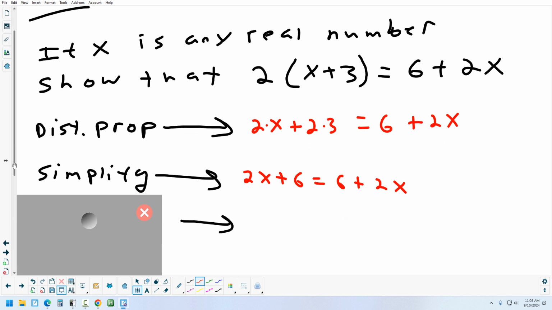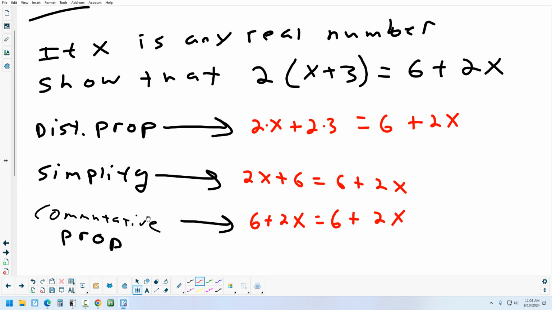Now, the left side almost looks like the right, but the left side is in the wrong order. Well, we can change the order, and it's the same thing, it's equivalent. So what property allows me to change the order of what's on the left side, and now it matches exactly what's on the right? Yep, commutative. The commutative property.